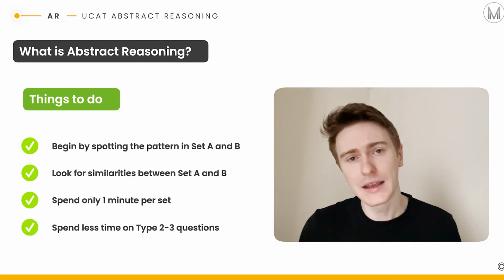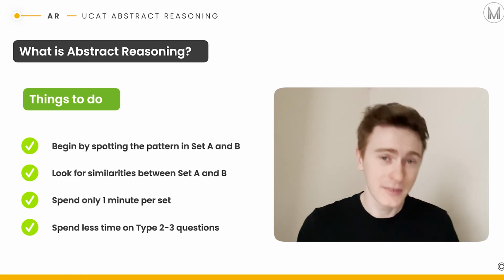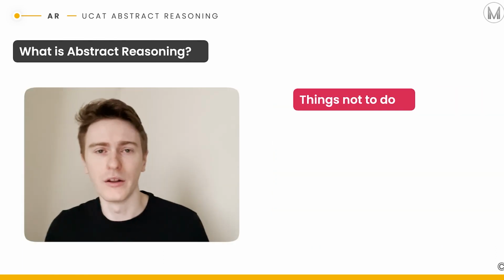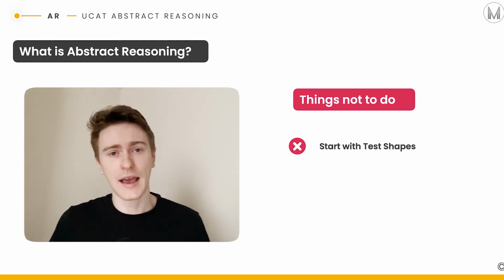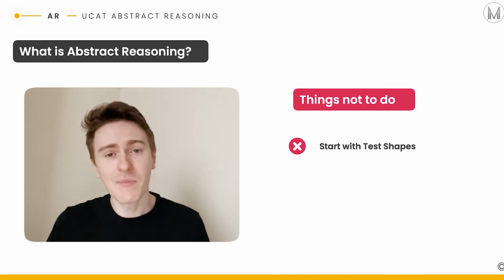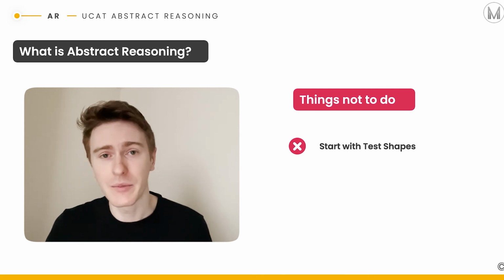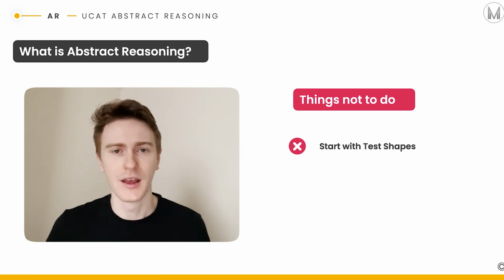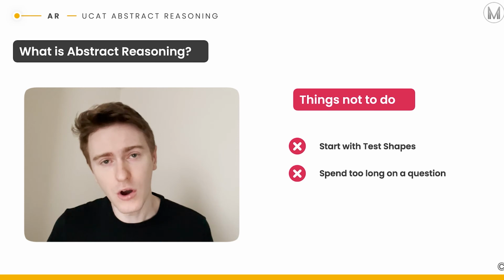And finally, we haven't really come on to this yet because we haven't approached type 2 and type 3 questions, but remember to spend less time on them when we do cover them. Now moving on to the do nots and other things to avoid. Well, first, avoid starting with the test shapes. It sounds simple, but it can be very tempting to look at the test shape and think, oh, does that look more like set A or set B? Remember that the test shape can belong to neither set and therefore offers you no extra information about the patterns at play. Similarly to before, don't spend too long on a question.